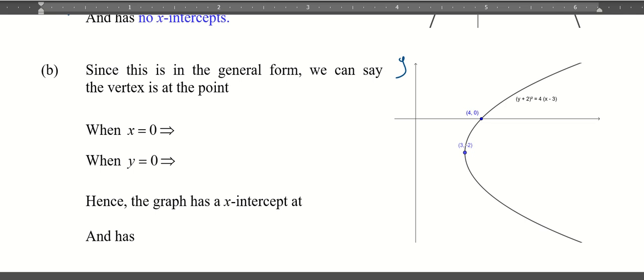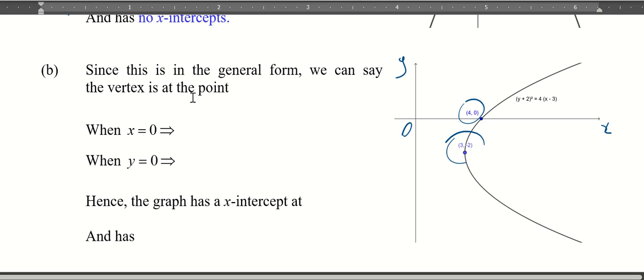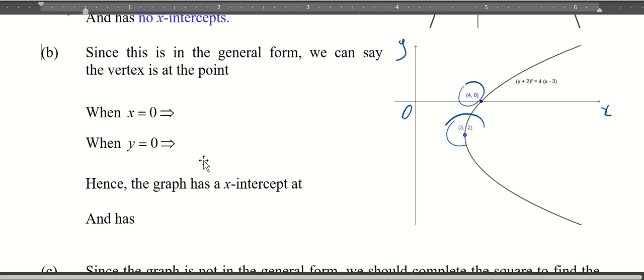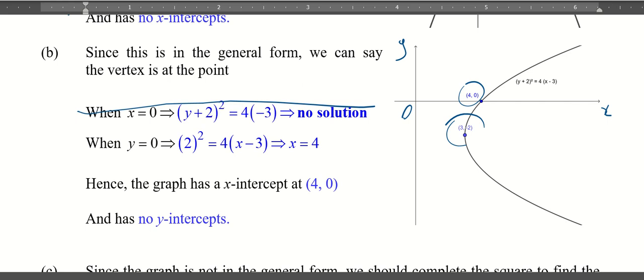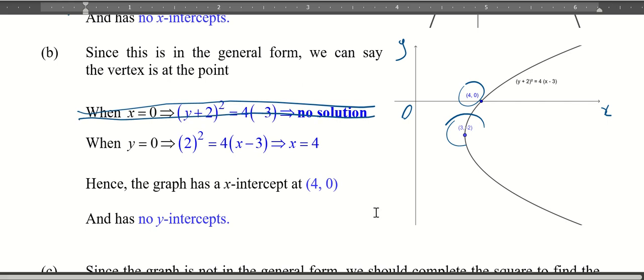Please label your axes, and the origin also: (4, 0) here, (3, -2) here. Why (4, 0)? Because when y is 0, x is 4. The other details you can take notes. If you know there's no y-intercept, we don't even need to proceed to find it.